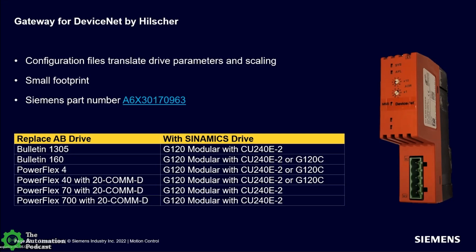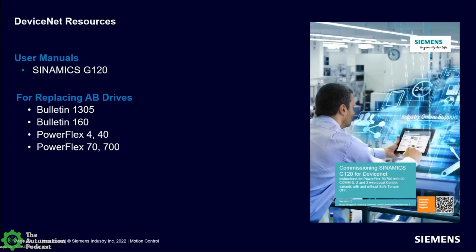In some cases with these smaller drives, we'll replace it with a G120C is an option, and the C is just for compact. So it's just a smaller, more economical version of the G120 modular drive. And we do have resources for this. So again, for replacing just a handful of AB drives, and this will walk you through how to do all the configuration for the DeviceNet gateway.